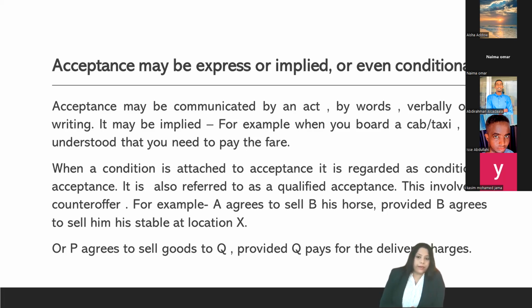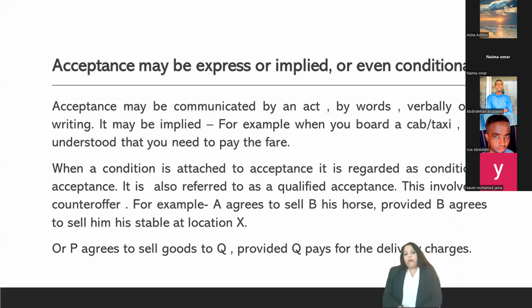Acceptance may be communicated by an act, by words, verbally, or in writing. It may be implied. That means by the actions you understand, that is implied. For example, when you board a cab or a taxi, it is understood that you need to pay the fare. When a condition is attached to acceptance, it is regarded as conditional acceptance. It is also referred to as qualified acceptance, and it may involve a counter offer.